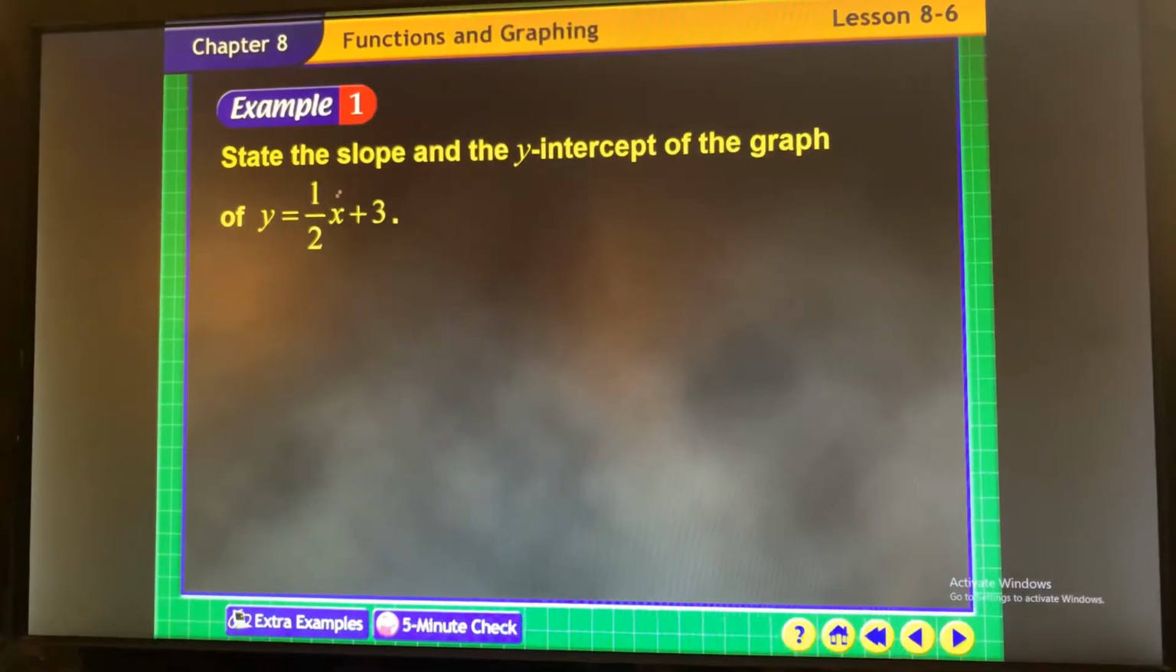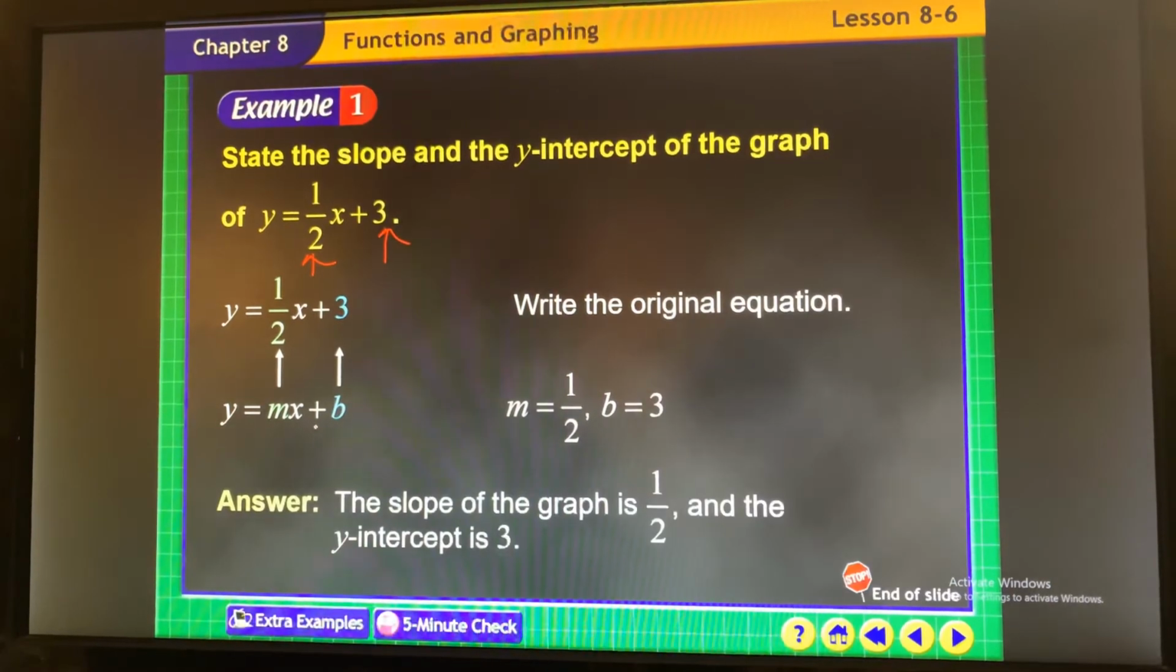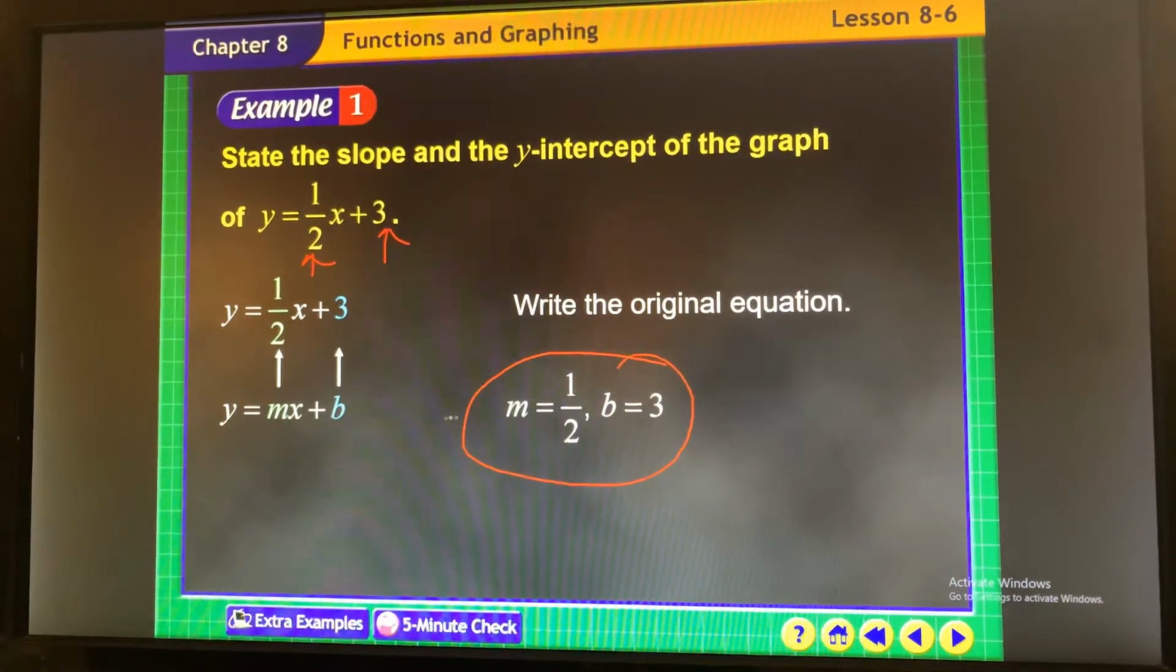So here we go. State the slope and y-intercept. Hello, slope is right there. Y-intercept is right there. Done. M equals 1/2. B equals 3. So in your homework, I just want this. Okay? It has to be in this format in order for you to identify that.